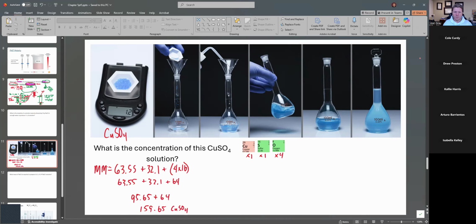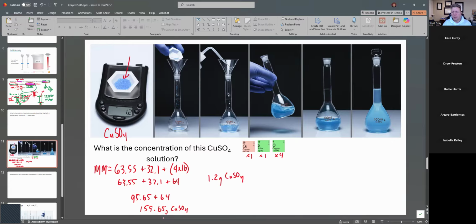So if I had 1 mole of copper sulfate, that would be the mass of it, in grams. Now, what I want to do is figure out how many moles of copper sulfate I have. So I'm going to do the dimensional analysis, 1.2 grams of CuSO4.